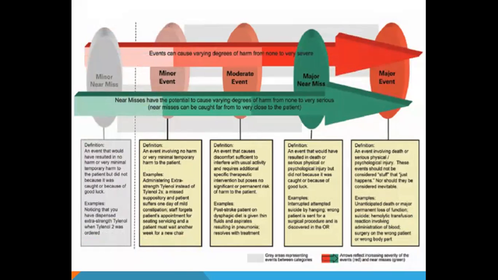Now major near-miss harm includes any event that would have resulted in death or serious physical or psychological injury to the patient. This leads to major events, which are any events involving death or serious physical or psychological injury, and these events should not be considered as just things that happen, nor should they be considered inevitable.